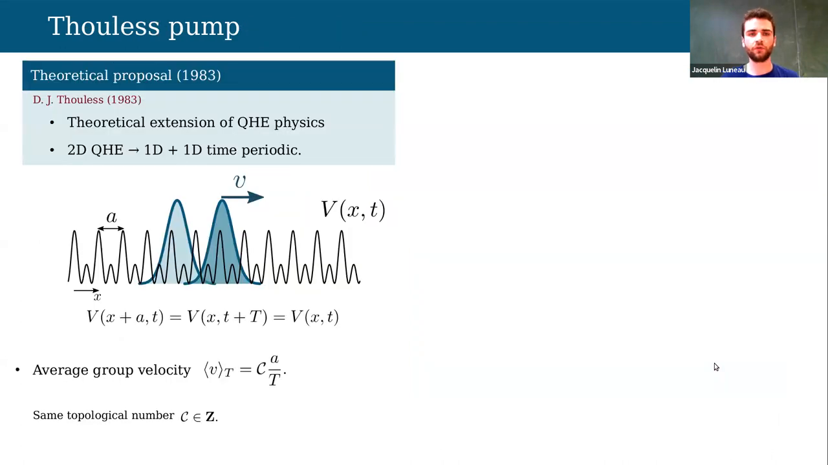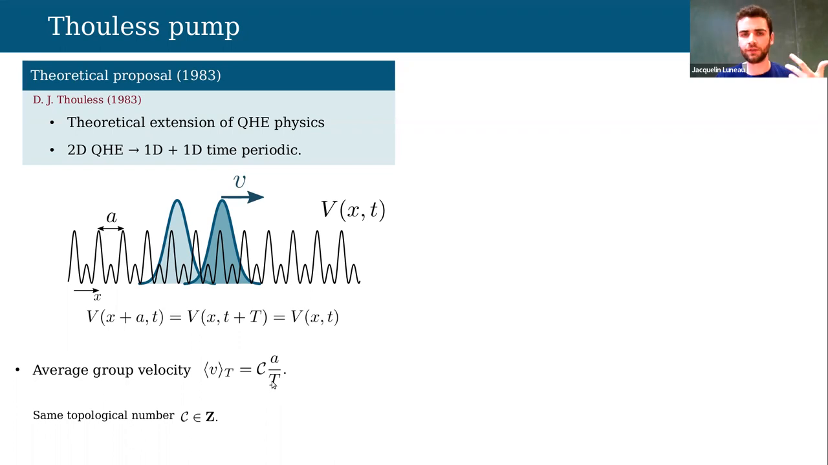Then, soon after the theoretical explanation of the quantum Hall effect, Thouless proposed a theoretical extension of this quantum Hall physics, where now we no longer consider a two-dimensional quantum system, but a one-dimensional quantum system, so particles in a one-dimensional periodic potential, but with also a dimension of time. The potential is periodic spatially, but it is also time-dependent and periodic in time. And what Thouless showed is that we can observe, in this case, an average group velocity for particles in such a potential, which is quantized in average, with the same topological number phi, which is a Chern number.